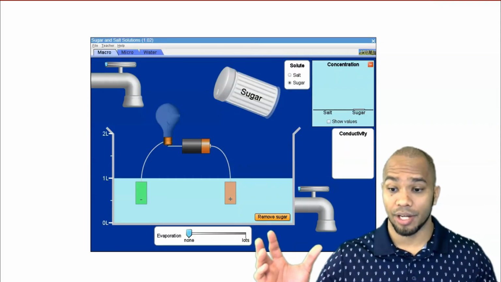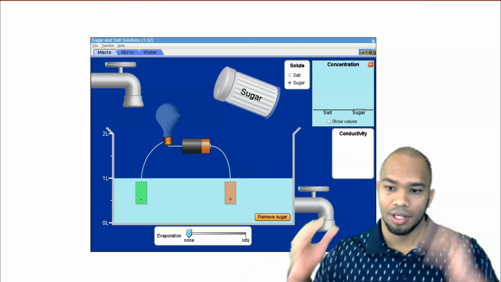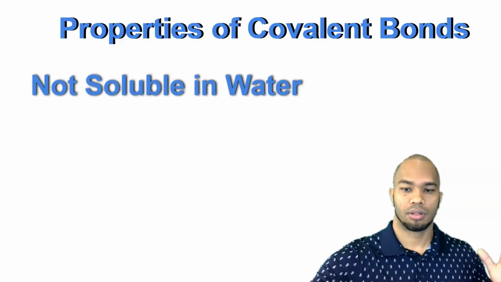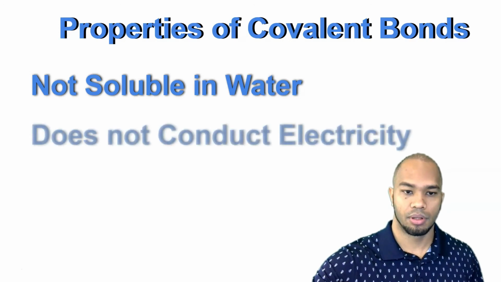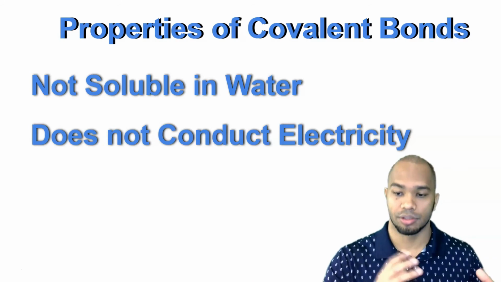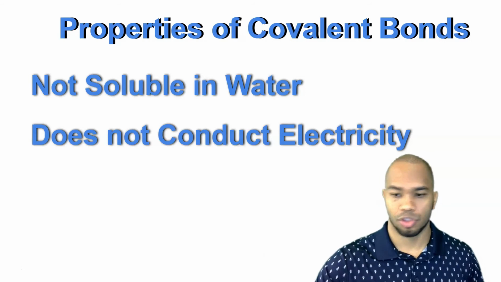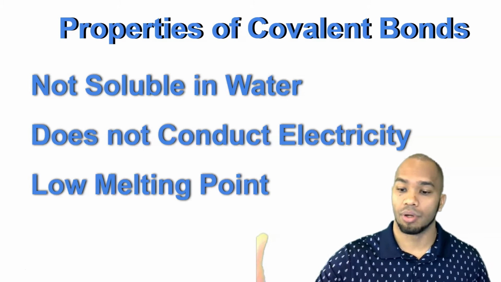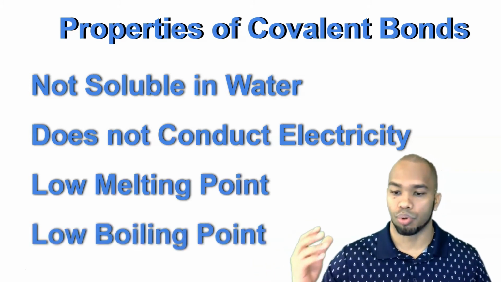Now this makes sense, right? Covalent bonds happen between nonmetals and other nonmetals. Nonmetals are not conductive, so that makes sense. As we saw, covalent bonds are not soluble in water. They do not conduct electricity in an aqueous solution, which is a water solution, or in solid form. So they don't conduct electricity at all. They have a low melting point, and they have a low boiling point.